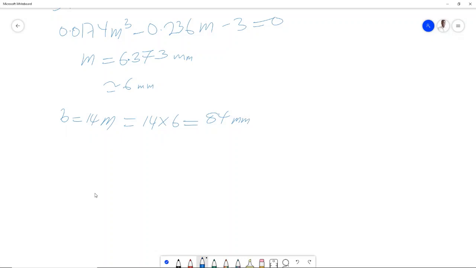Now we're asked to determine the pitch circle diameter of the pinion and of the gear. So for the pinion, we know that the pitch circle diameter Dp is equal to m Tp. Okay, so our pitch circle diameter will be equal to what? Six times the Tp, which is 15. Is that correct? What do you get for this one? 90.